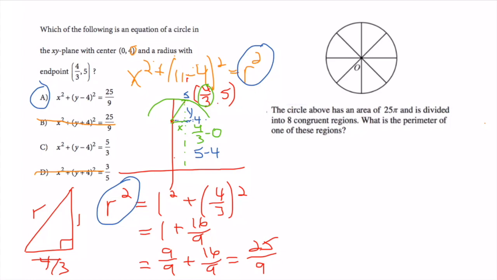Okay, so I had to do a little bit of extra work there to find the radius. Okay, but all I want to do is separate it into x coordinates and y coordinates.